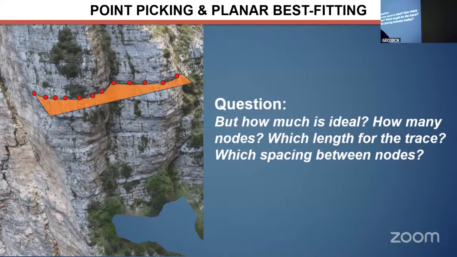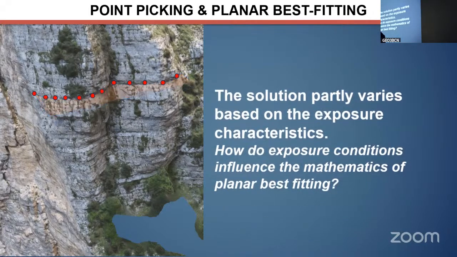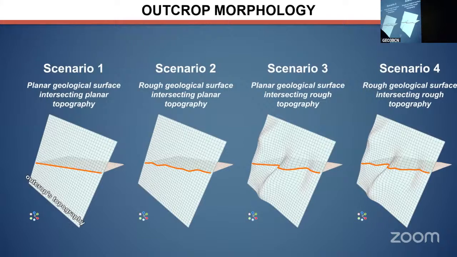So the question is, how much is ideal? Can we establish a benchmark, values above or below which we have to discard the data? That's something we have done, but it's strongly dependent on the outcrop condition, on the exposure, on the kind of surface you want to map. Is it a bedding in a well-layered material, or a bedding in a carbonate platform? So we have tried to incorporate different kinds of exposure conditions in order to develop some benchmark. And let me show you the problem.